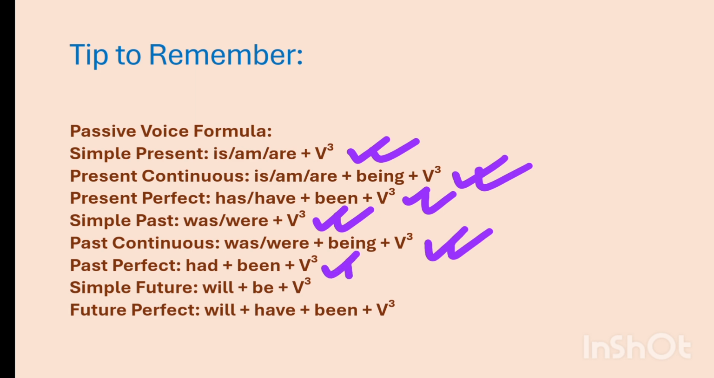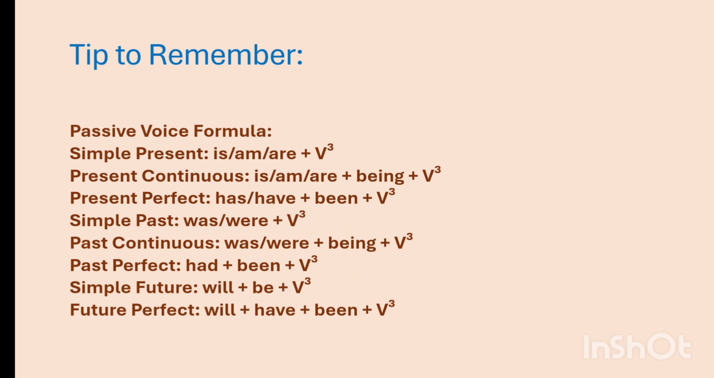Past perfect, had been plus V3. Simple future, will be plus V3. And for future perfect, will have been plus V3. V3 is common for all the passive voice forms. Okay. And other auxiliary verbs you have to write depending on the sentence. I hope it is clear.